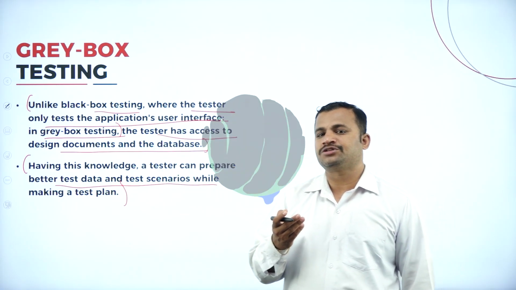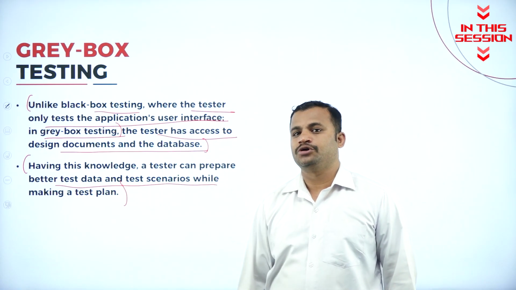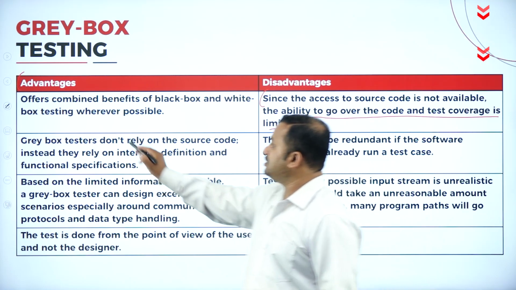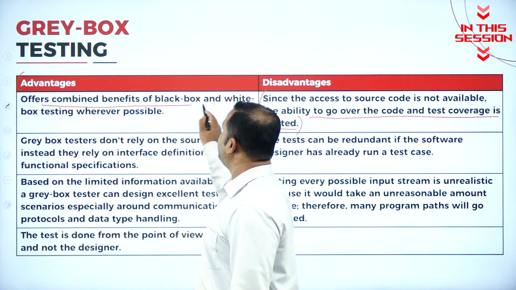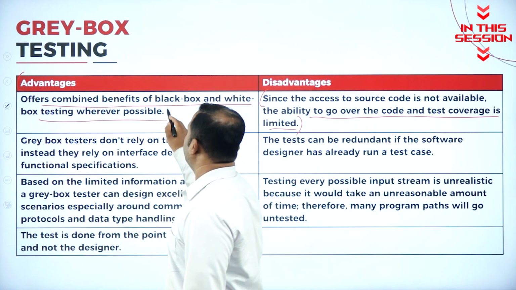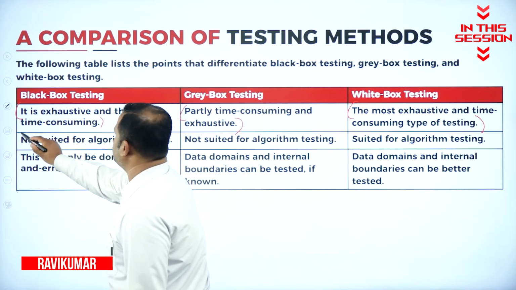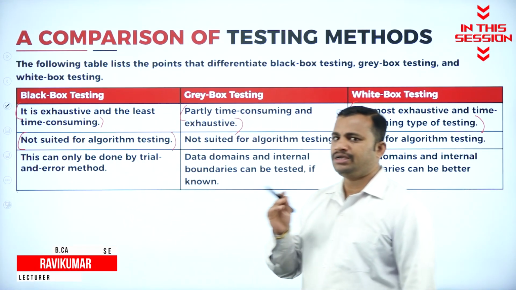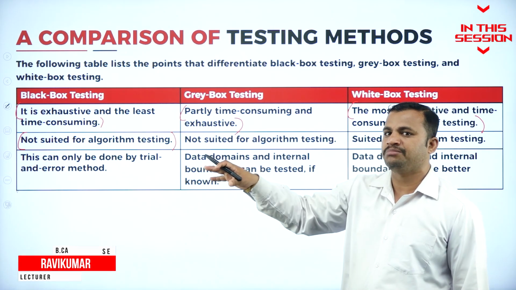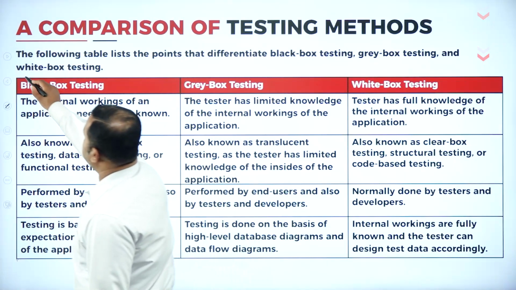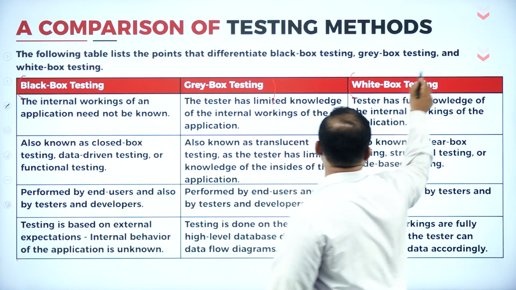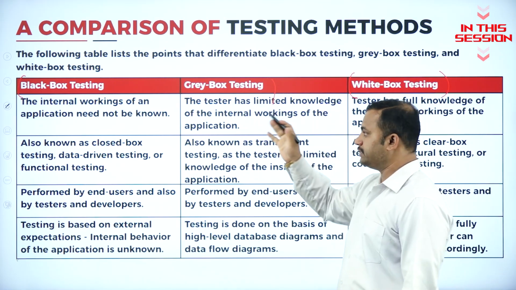For which possible set of input data, what is the output produced by the system? This advantage offers combined benefits of black box and white box testing wherever possible. It is not suited for algorithm testing because only the generalized information will be available with black box testing. Black box testing, white box testing and grey box testing, all these are placed together now.